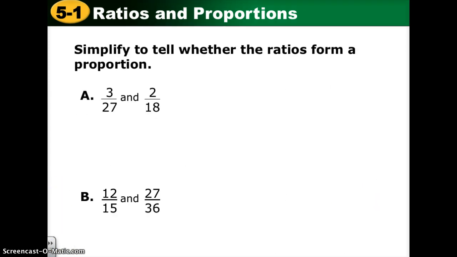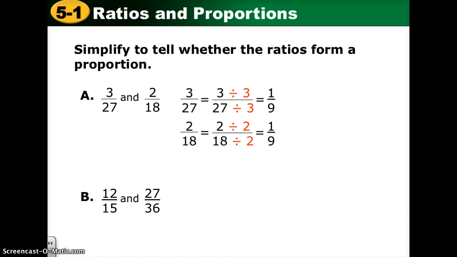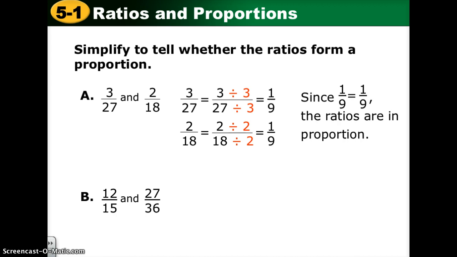Let's simplify to tell whether the ratios form a proportion. So we have two ratios, 3/27 and 2/18. Take them one at a time. Simplify means we have to divide both by the same common factor. So we know 3 and 27 are both divisible by 3. We get 1/9. Do 2/18 separately. Those are both divisible by 2. We get 1/9. Because they came out to be the same, 3/27 and 2/18 are proportional.